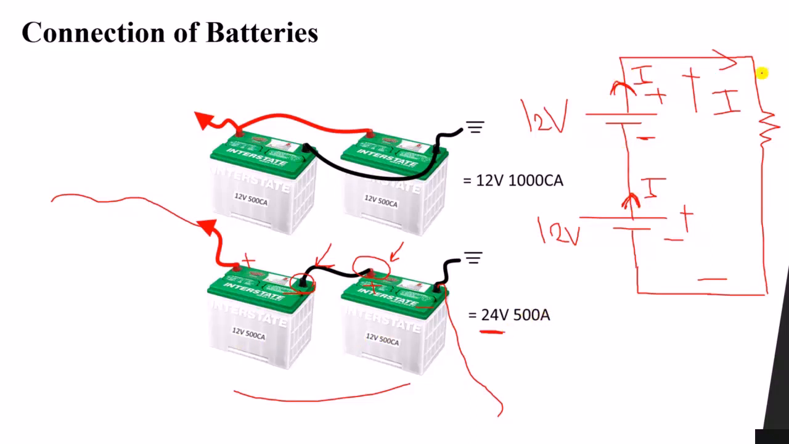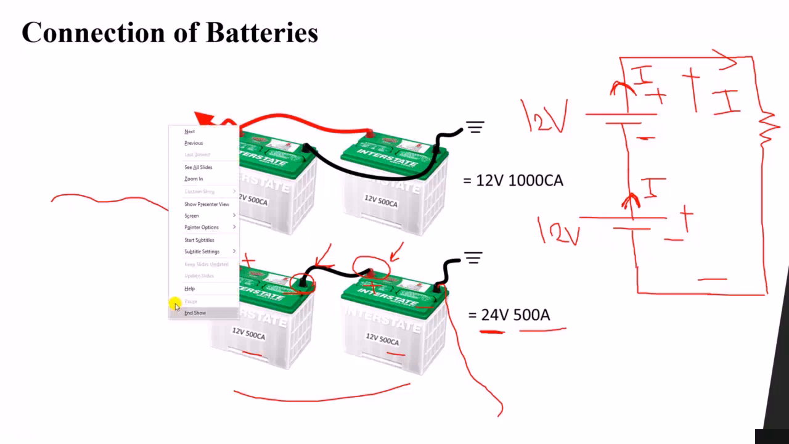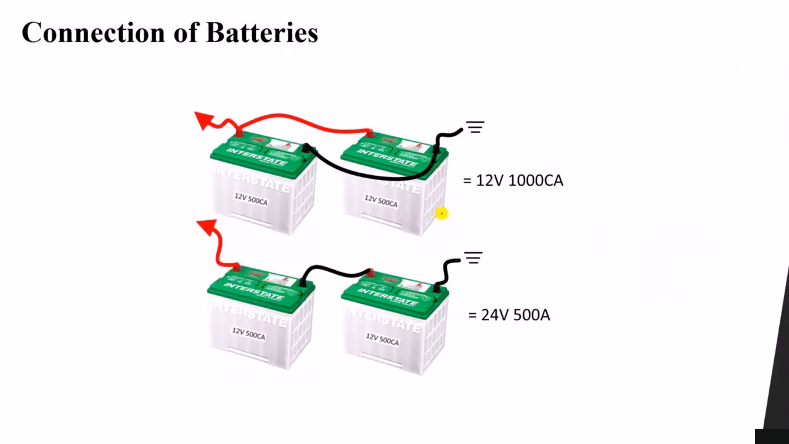You can see the same current flowing inside our circuit, so it will be 500, similar to the two batteries. So what do we learn from this? We learn that when we connect the batteries in parallel, we increase the total current. When we connect them in series, we increase the total voltage.